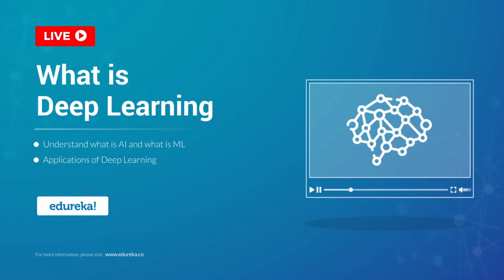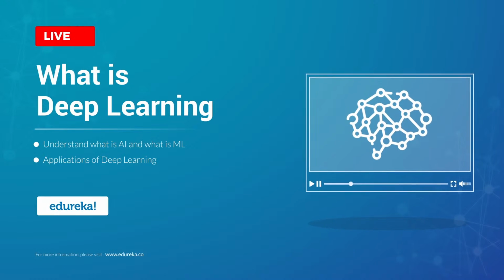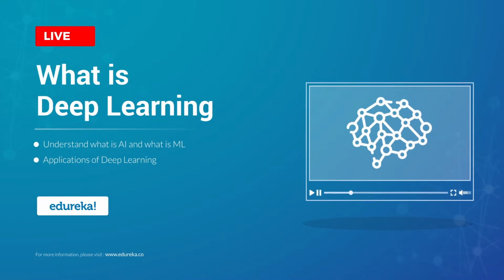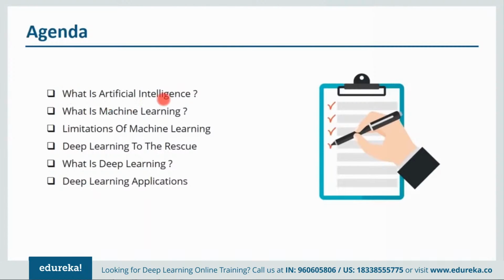We'll understand how deep learning emerged, that is, what were the limitations of the previous technologies that led to the evolution of deep learning. So let us have a look at the agenda for today. First, we'll understand what is artificial intelligence and what exactly is machine learning. Then we'll look at various limitations of machine learning and how deep learning overcame those limitations. After that, we'll understand what exactly is deep learning and we'll also look at various applications of deep learning. So I hope you all are clear with the agenda.